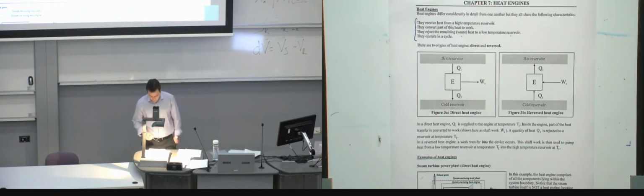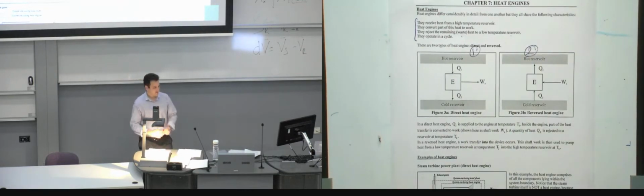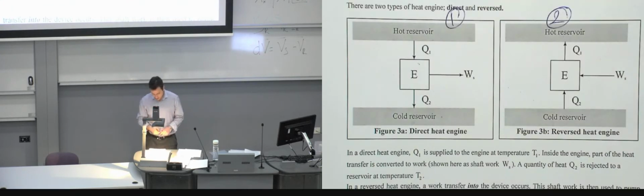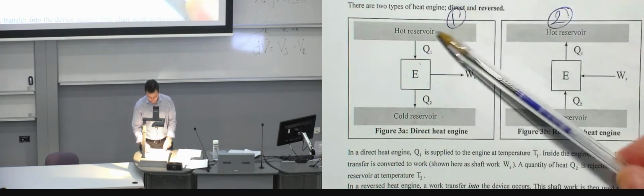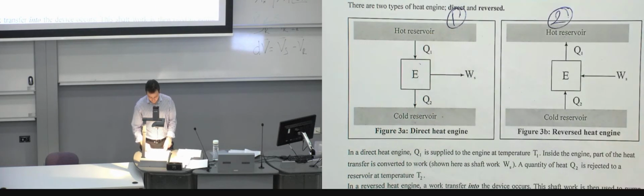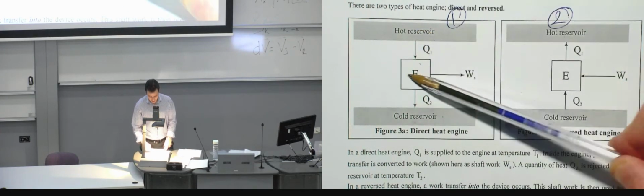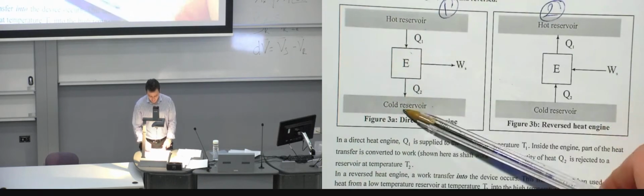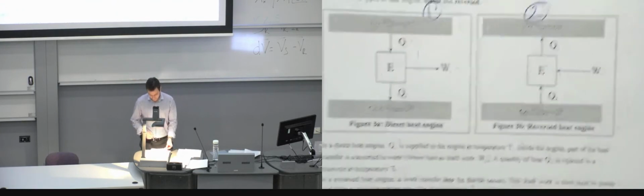So we have two types, type 1 and type 2. And this is a very broad category of heat engines. Let's just see if you can spot the difference. The first thing is the direction of the heat. In the first case, which is a direct heat engine, as the name suggests, the heat comes from the hot reservoir, it goes to the engine, it would lead to some shaft work, and Q2, which is the waste heat, will go to the cold reservoir.